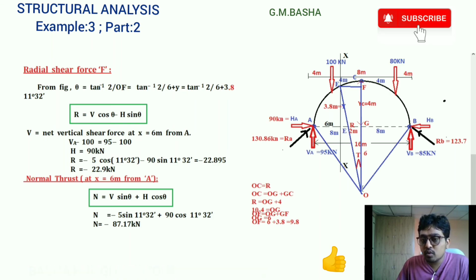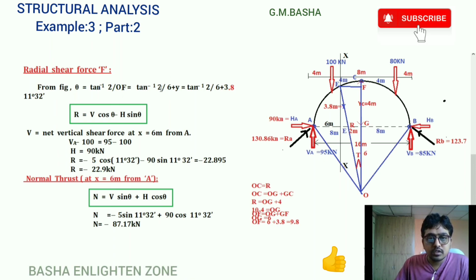So you take down OF directly, OG plus GF value. Here I mentioned that point again. So after simplifying, you will get theta equal to tan inverse of 2 by (6 plus 3.8). That will be equal to 11 degree 32 minutes. So take down the theta value.